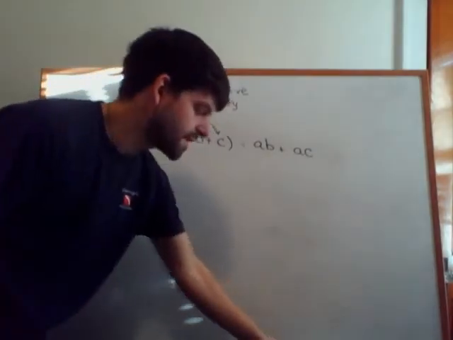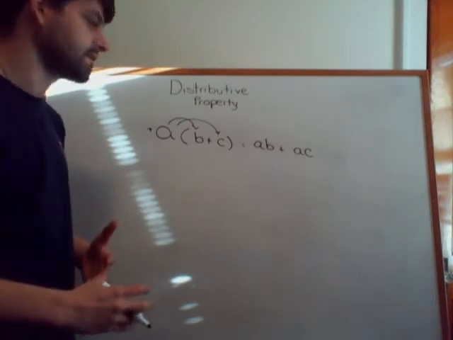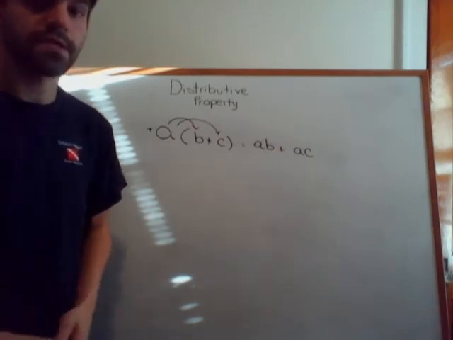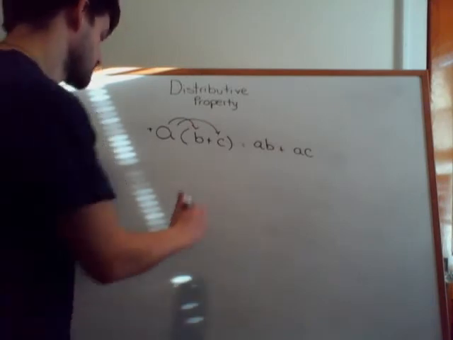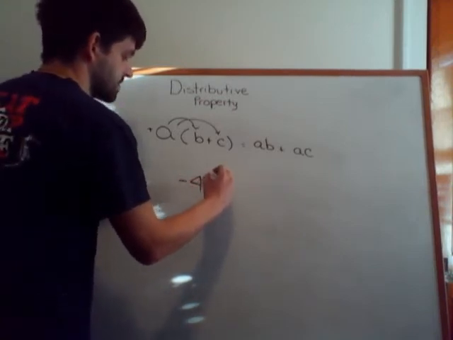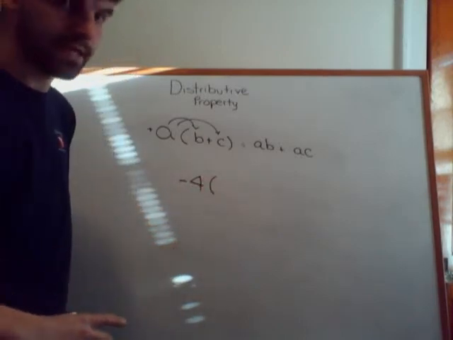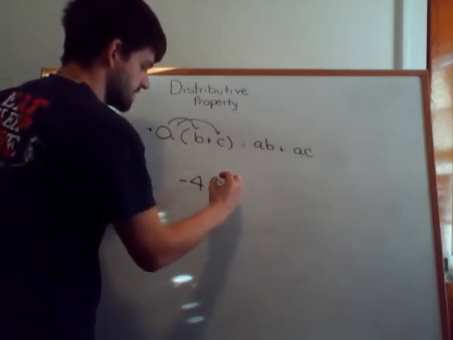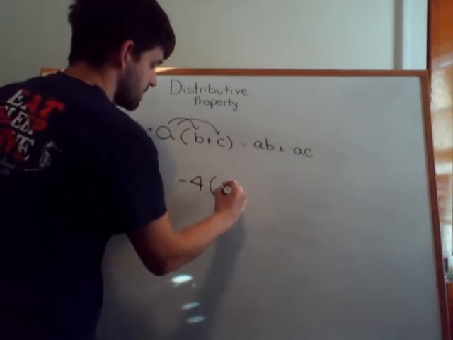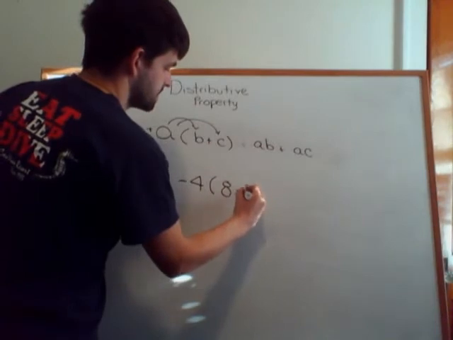Now, up to this point, as I mentioned, things have been pretty positive. We haven't run into any negative values yet, but that unfortunately is not always going to be the case. So let's look at an example of what happens to the nature of the expression when it's multiplied by a negative value on the outside. So to do this, I'm going to take negative 4 times the quantity 8 minus 5.